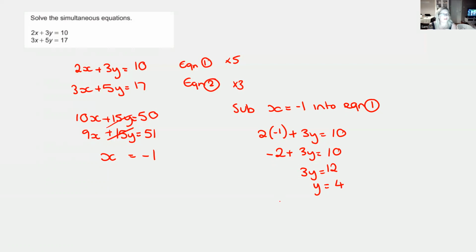At this point, if you have extra time in your exam, sometimes you do, sometimes you don't, what I would do is sub these numbers back in. I'd use the second equation: 3 brackets -1 plus 5, and put your 4 in. Then just check, does it equal 17? You have a calculator, so you can tell straight away, and then we know we're getting those 4 marks before we even move on.